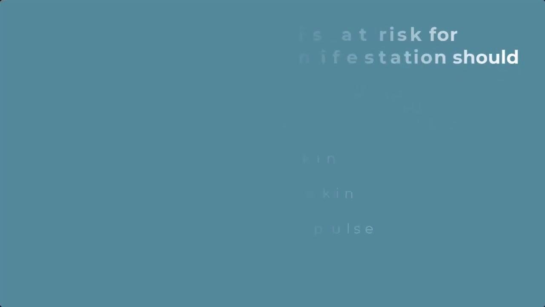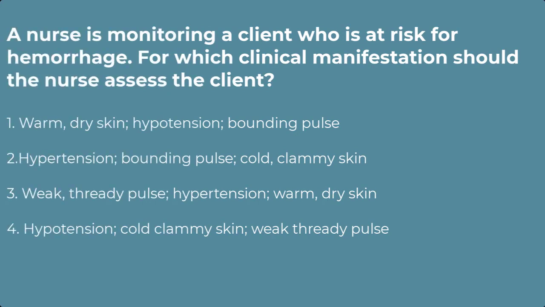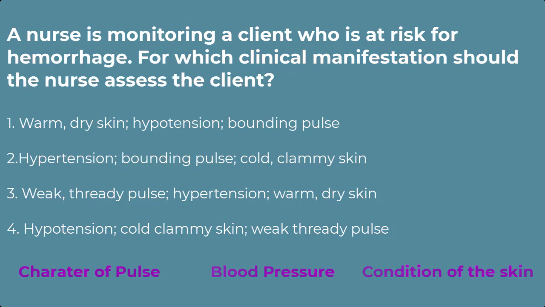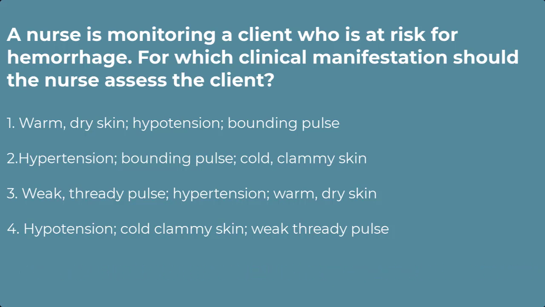Here's another example. This question is testing your knowledge about clinical manifestations associated with hemorrhage. 3 client responses are presented: the condition of the skin, the blood pressure, and the characteristics of the pulse. If you know that hypotension is associated with hemorrhage, you can eliminate options 2 and 3. If you know that cold, clammy skin is related with hemorrhage, you can delete options 1 and 3. If you know that a weak, thready pulse is associated with a hemorrhage, you can eliminate options 1 and 2.